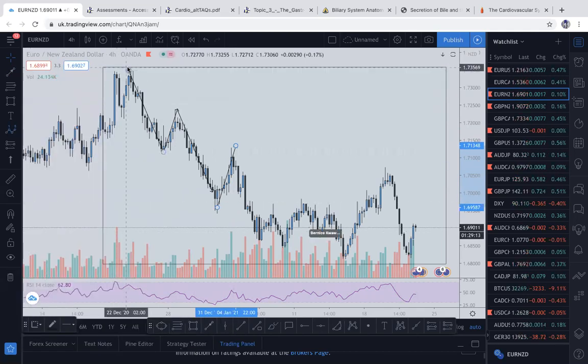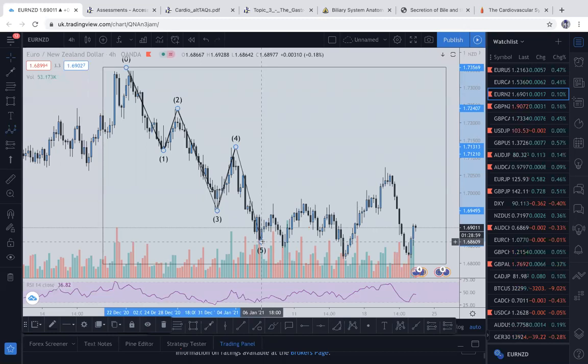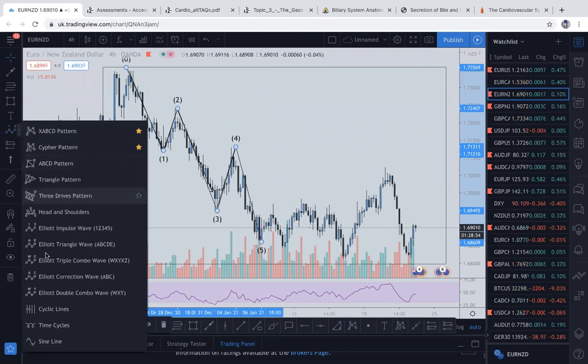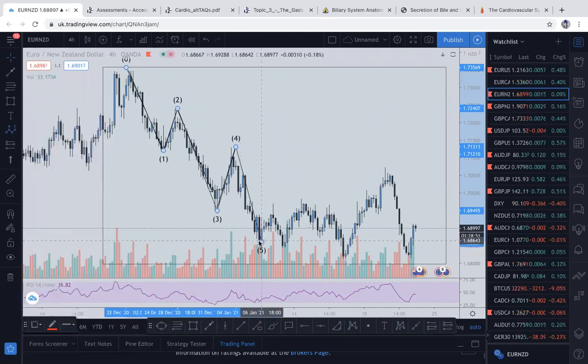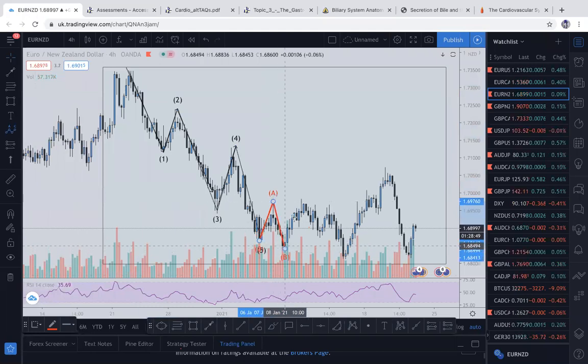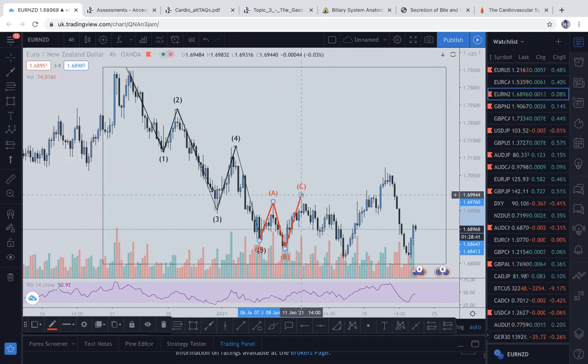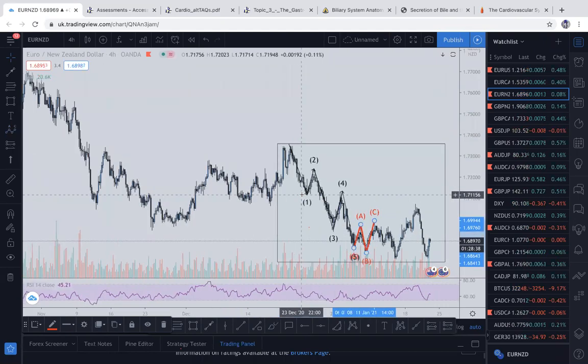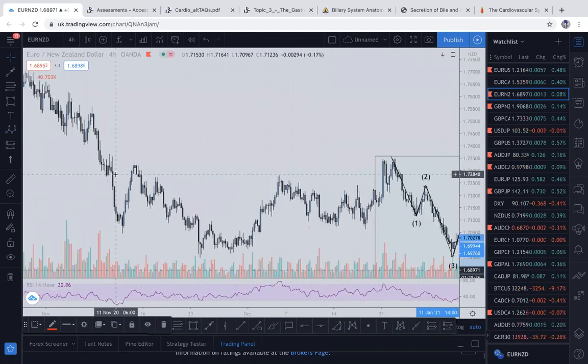1, 2, which is a corrective wave, 3, impulsive wave, 4, corrective wave, and then 5. And guess what happens over here? ABC. I didn't create this. I didn't create that. I can show you one more.